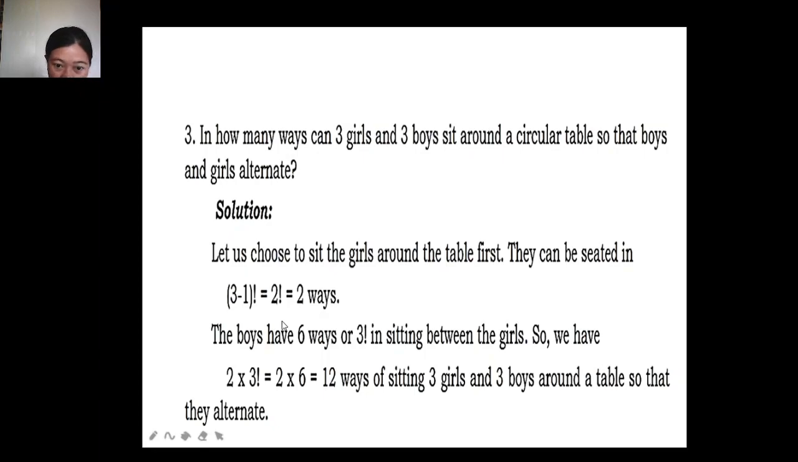Kahit naman ang unahin natin paupuin ay lalaki, ganyan din ang magiging result. Kasi kung lalaki ang mauuna, 3 din naman yung lalaki, eh di 3 minus 1 factorial pa rin naman ang lalabas. And then sa babae, 3 factorial, ito rin. So magkakaiba lamang yan ang sagot kung let's say iba ang bilang ng babae sa bilang ng lalaki. Okay? So that is for circular permutation.